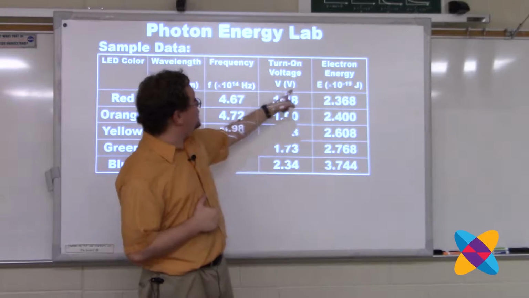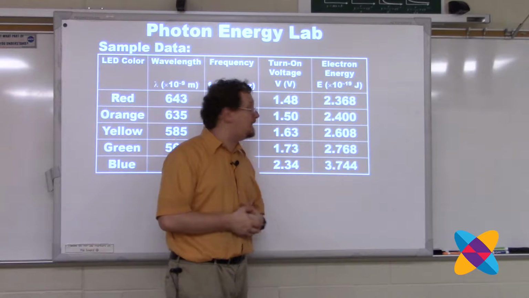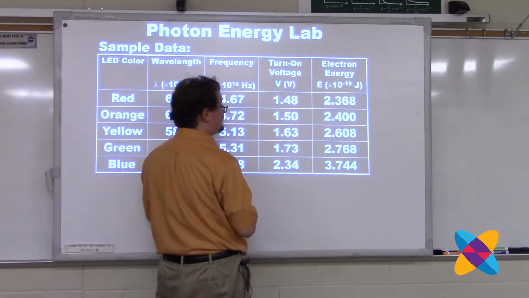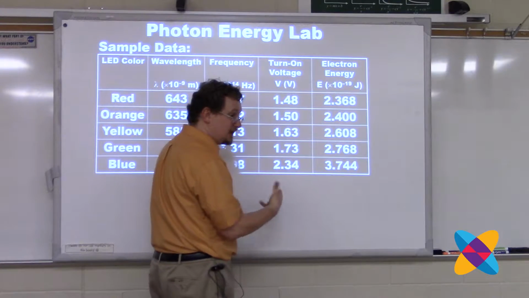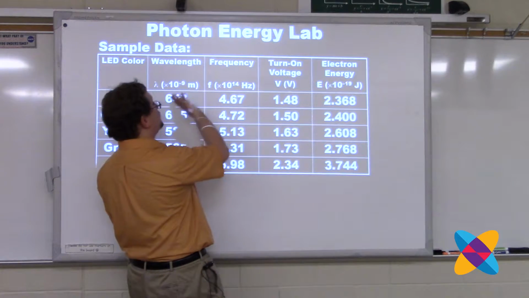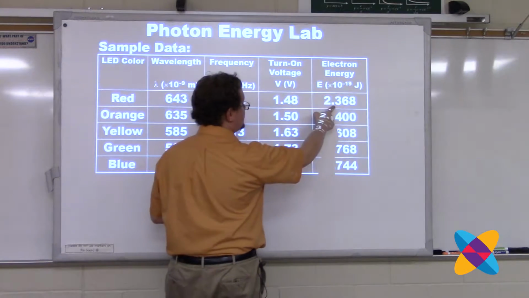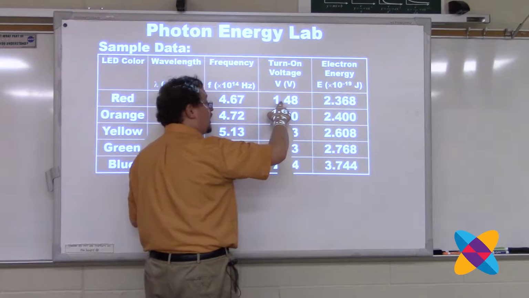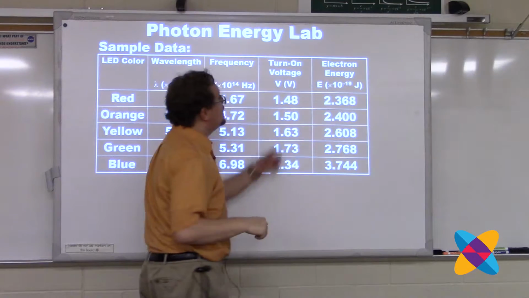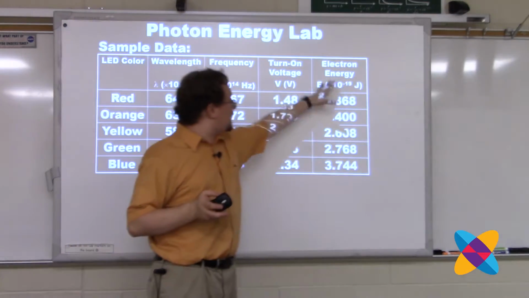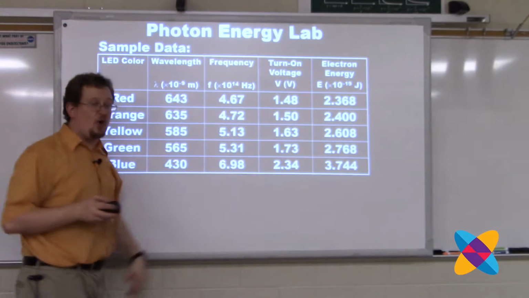So I take the charge of an electron, 1.6 times 10 to the negative 19, and I multiply by the potential difference. That's how much energy the electron gave up, turned into a photon. Okay, so electron energy is electron charge times each voltage. Notice it's times 10 to the negative 19. So what am I going to do? I'm going to plot energy going up versus frequency going sideways.